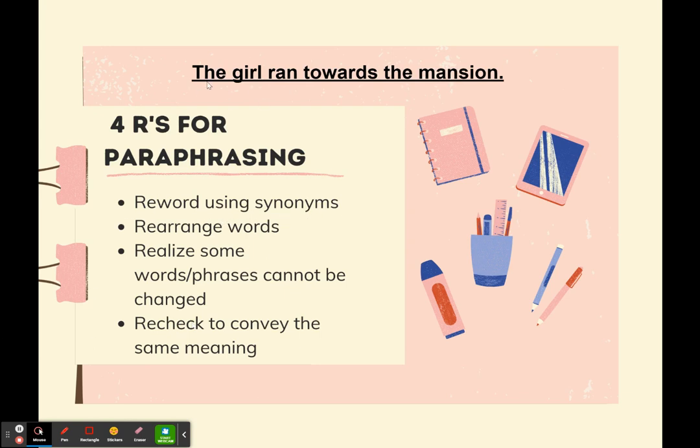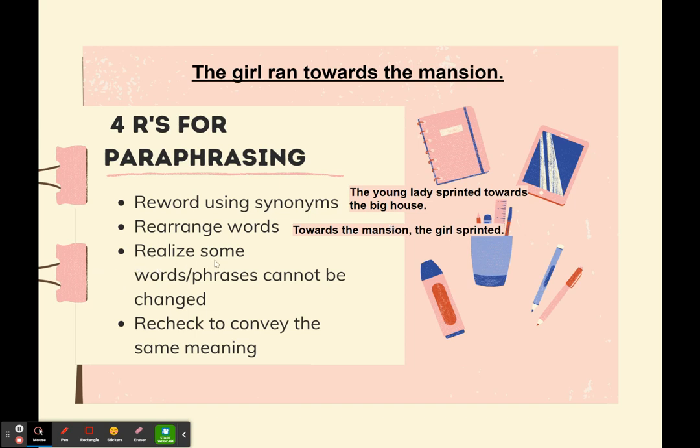If this is the sentence, the girl ran toward the mansion, if I was going to reword that, I would say the young lady sprinted towards the big house. So I still kept the same meaning, I just used synonyms to replace the words that were in the sentence. I would also rearrange words. I put towards the mansion, the girl sprinted. I've had some students put like the mansion sprinted towards the girl. That does not keep the same meaning, so it wouldn't work.